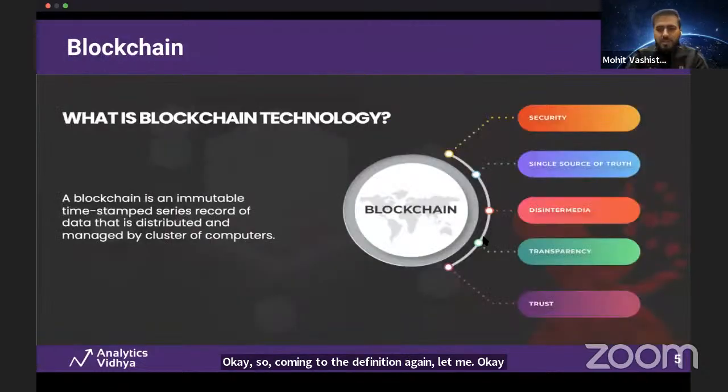So now blockchain provides security. It is a single source of truth, and it is disintermediated. I will explain all of these. It is transparent, and it provides trust. How does it actually do that?